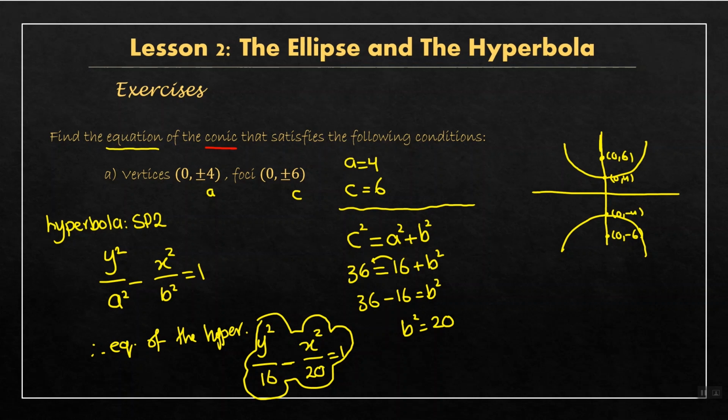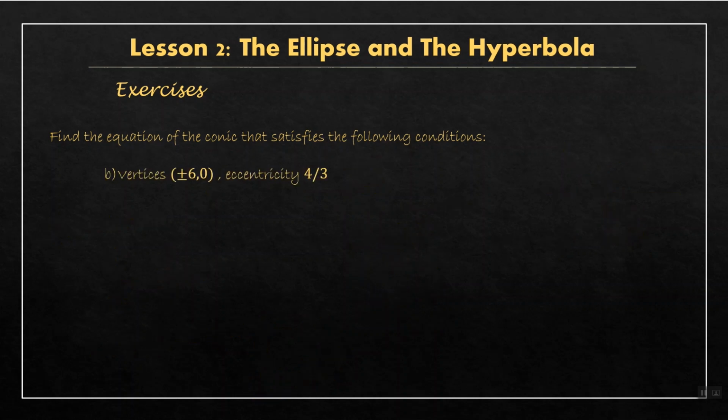Let's do another question. The question says, find the equation of the conic that satisfies the following. The vertices are plus minus 6 and the eccentricity is 4 over 3. Because the eccentricity is more than 1, this is 4 over 3, more than 1, therefore we have a hyperbola. If it's an ellipse, it's going to be less than 1. So what we have is a hyperbola.